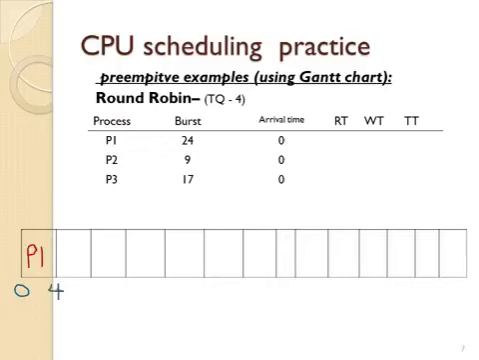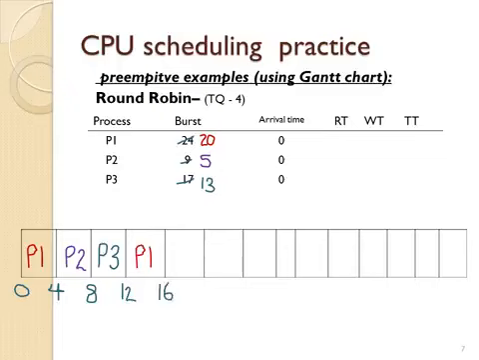So P1 will go for 4 time units, and then it will have 20 time units left. P2 will go for 4 time units, and it will have 5 time units left. P3 will go for 4 units, and it will have 13 time units of CPU burst left. Then we just run through them again. P1, P2, P3.